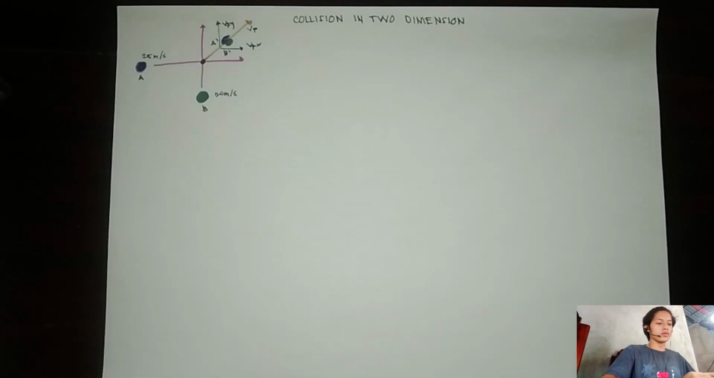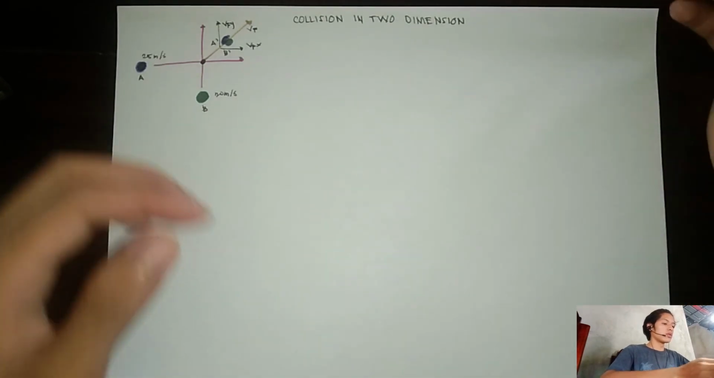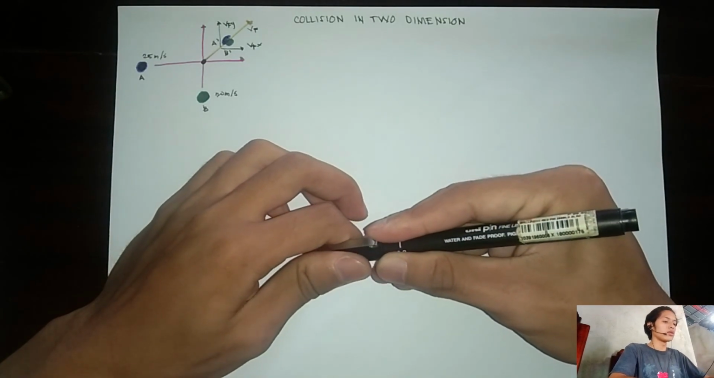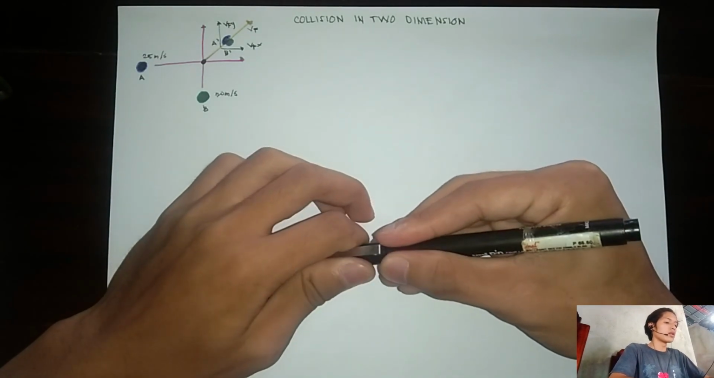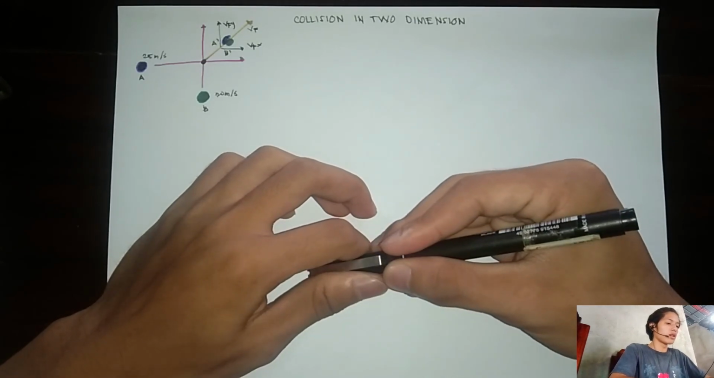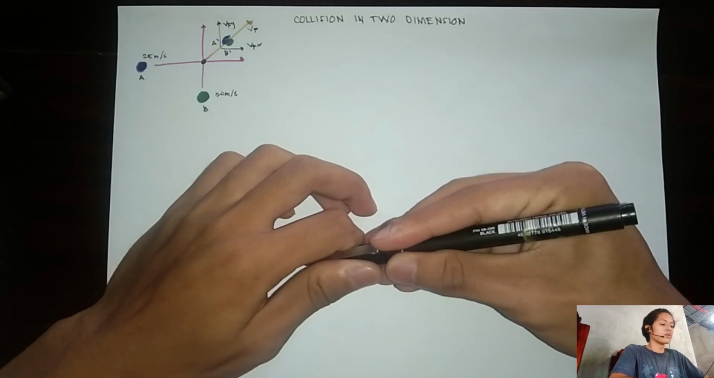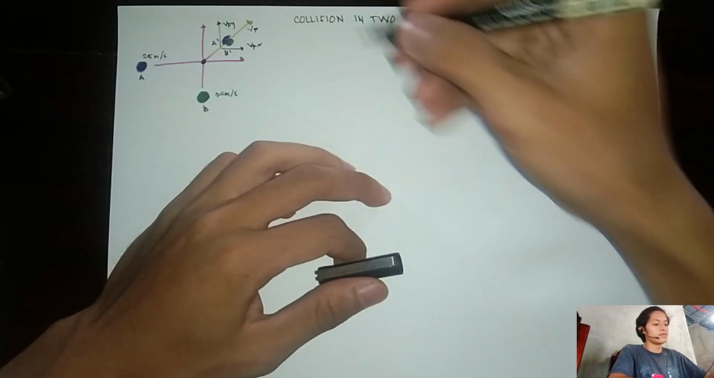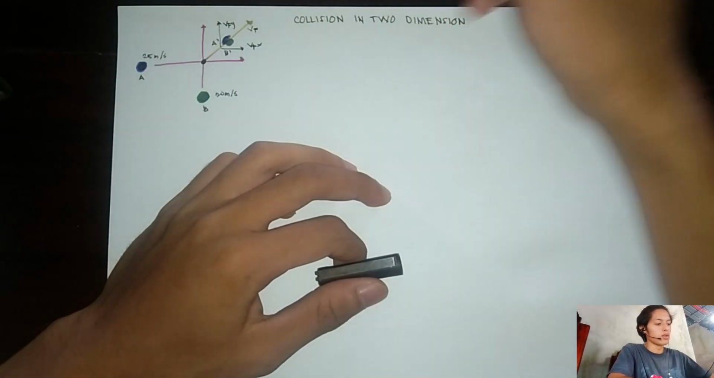Sabi dito, ang collision na nangyari sa vehicle ay perfectly inelastic. Ibig sabihin, nagsama sila after the collision. Then, dahil nasa collision in two dimensions tayo, kasama sa isosolve natin yung component ng x and y. So, inelastic tayo, ibig sabihin, ang conservation ng energy, yung kinetic energy, ay wala. Ang meron lang dito is yung conservation ng momentum.